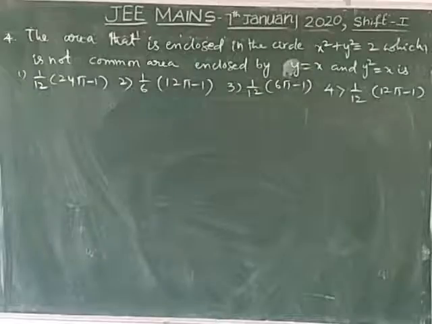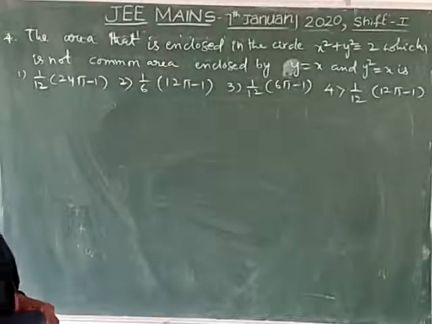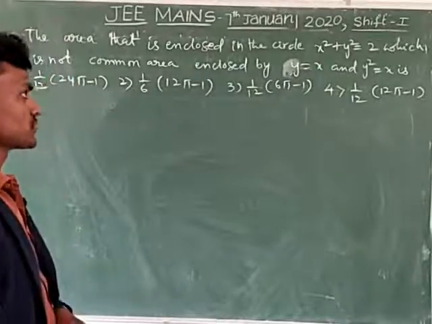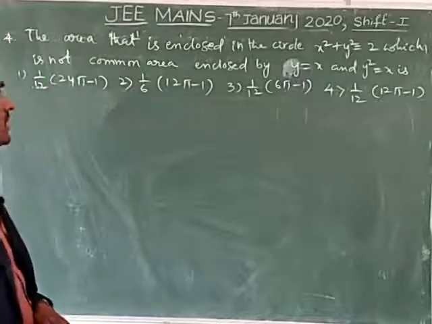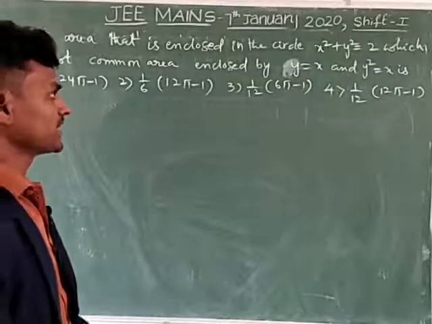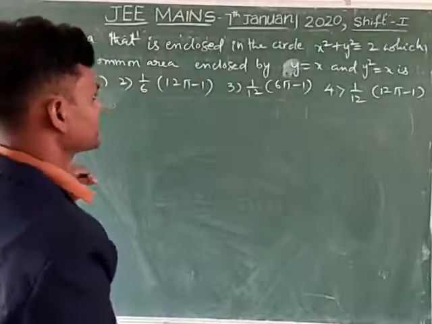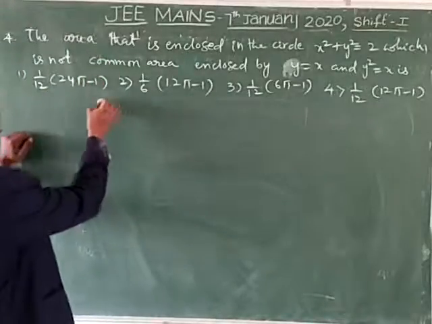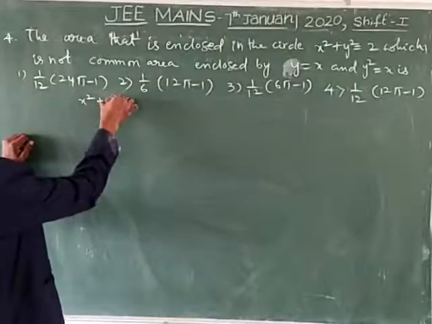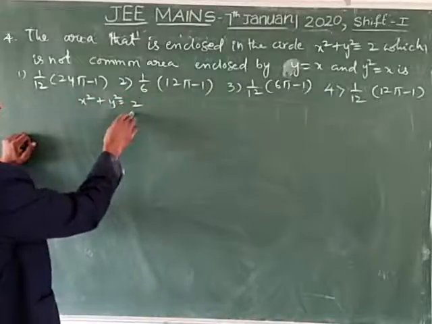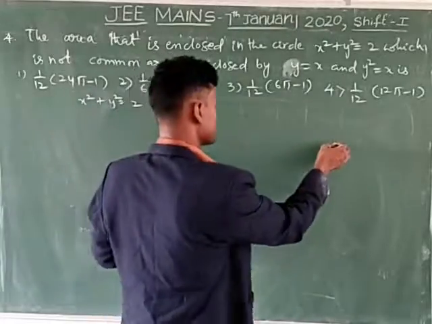Next question, the fourth one: the area that is enclosed in the circle x² + y² = 2 which is not common to the area enclosed by y = x and y² = x. See here, first the circle is given, x² + y² = 2. That means the radius is root 2 units. You have to draw one circle.